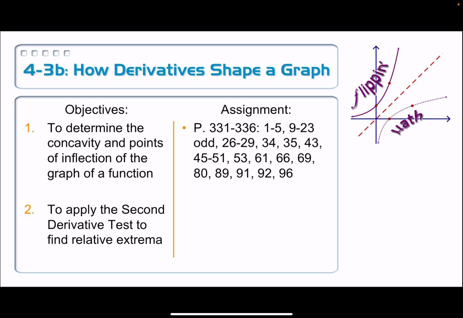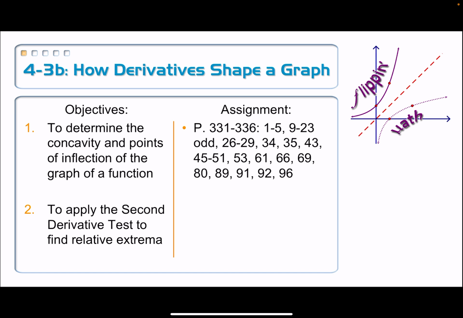Speaking of the second derivative, look at the second objective: to apply the second derivative test to find relative extrema. We already have a test to see where relative extrema, the local mins and maxes, are. It's the first derivative test. Well, we have a secondary test based on the second derivative, you would think, right? But it does the same thing. Where are your local minimums and maximums?